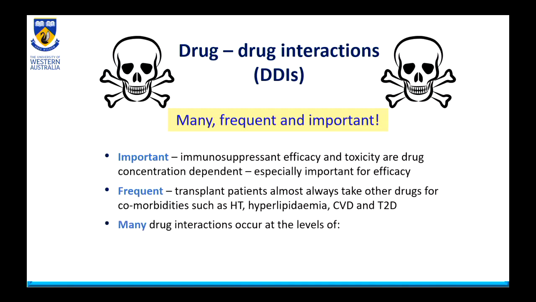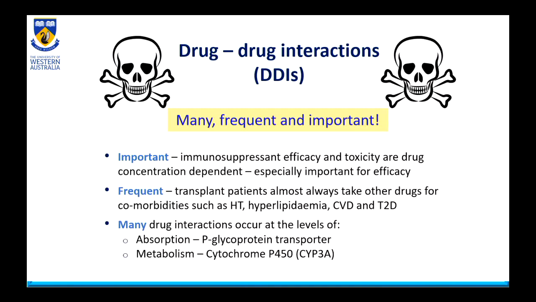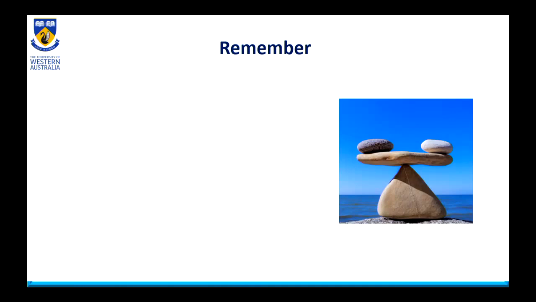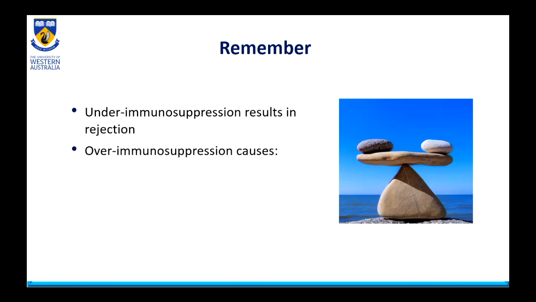And many drug interactions occur at the level of absorption and of metabolism. So you've got to take everything into consideration. So if patients are on any of these drugs, you must find out what other drugs, immunosuppressant drugs, they're on to work out whether there's going to be any interaction. So I just want you to remember that you can't under-immunosuppress, otherwise you're going to get rejection.